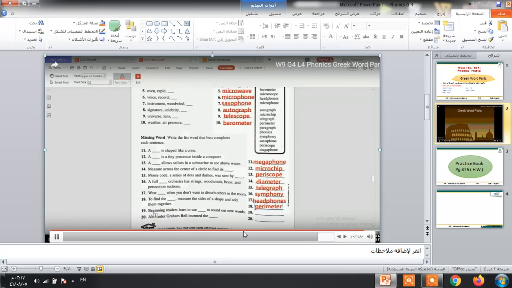Next, number 19. Beginning readers learn to use dash to sound out new words. So like the KG children who just started reading, they need to learn dash to know the sounds of words. If you said phonics, you were right. Next, number 20. Alexander Graham Bell invented the... What did he invent? He invented the telephone.